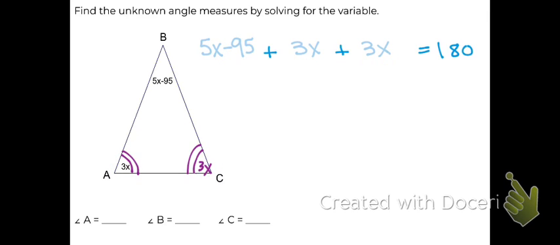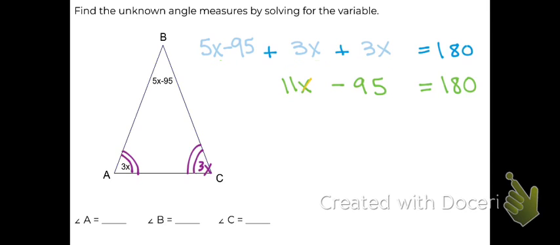And now we can start solving this equation. So the first step in solving an equation is to look at both sides of the equal sign and see if it can be simplified. On the left side, I see that there are a lot of like terms I can combine. The 5x plus the 3x plus another 3x can combine to be 11x. But there's nothing to combine with the minus 95. And then on the right side, I still just have my 180.